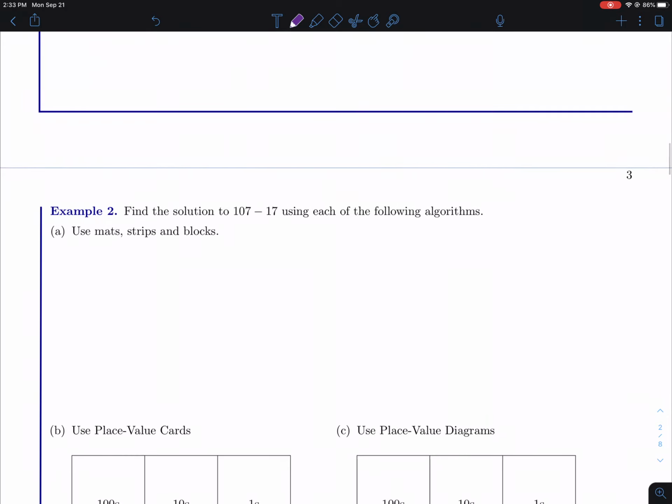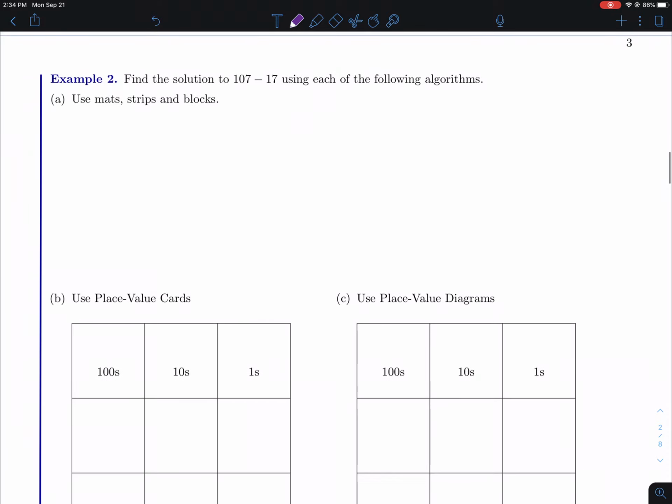And then I've got a bunch for you to practice of each kind. So in this case, we've got example 2, which is the same kind of idea, but we want to do subtraction this time. We've got 107 minus 17, using our mat strips and blocks.